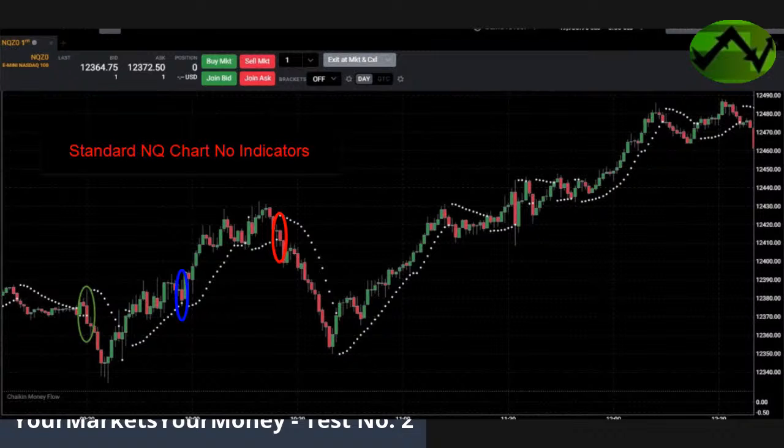This Tradeovate program, let me just comment on this. I like Tradeovate over Infinity. Infinity's okay. There's nothing really wrong with them.